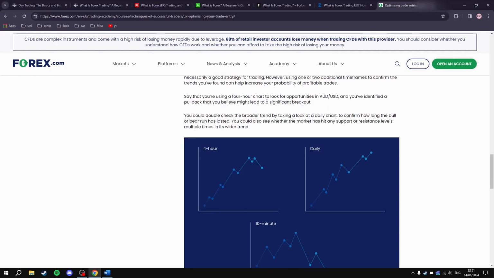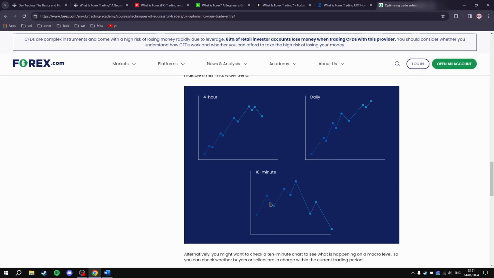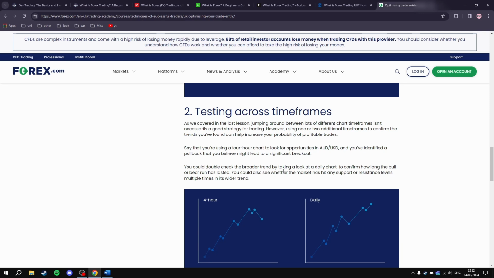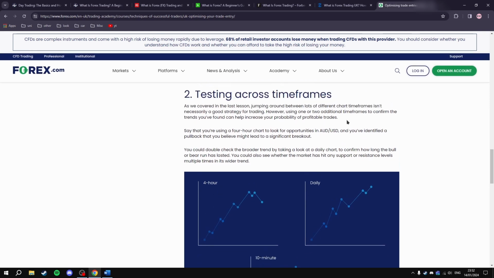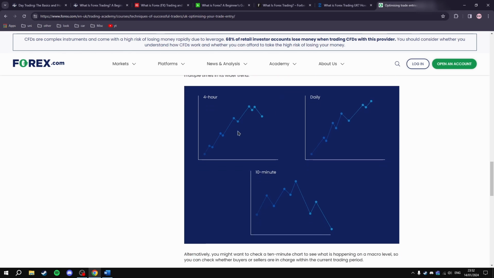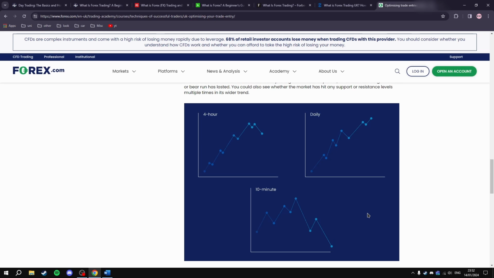Say you're using a 4-hour chart to look for opportunities in the AUD/USD, and you've identified a pullback that you believe might lead to a significant breakout. You could double check the broader trend by taking a look at the daily chart. Confirm how long the bull or bear run has lasted. You can also see whether the market has hit any support or resistance level multiple times in its wider trend. Alternatively, you might want to check a 10-minute chart to see what is happening on a macro level, so you can check whether buyers or sellers are in charge within the current trading period.